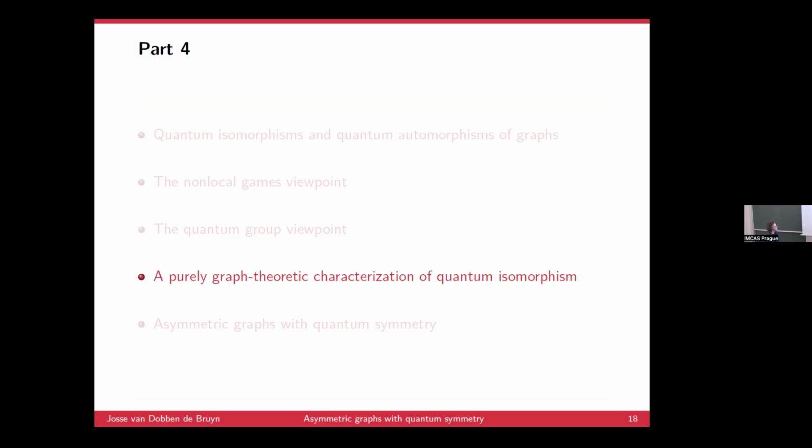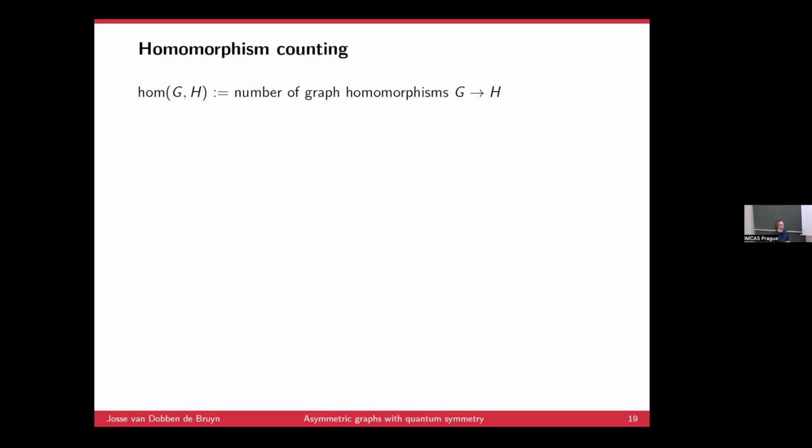Okay, so we motivated that quantum isomorphism is the right notion. I want to show one further connection, just very briefly, not get into details, where you have a purely graph theoretic characterization of quantum isomorphism. And this is like the main theorem of the field.